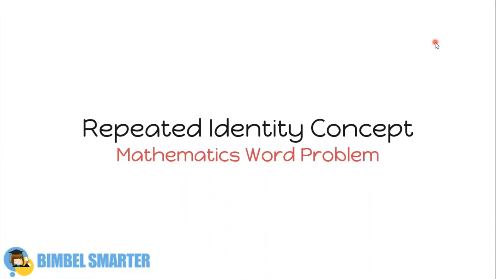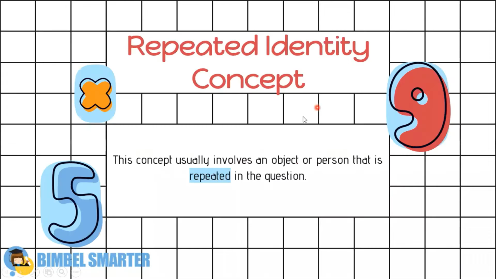Hello everyone! Today we are going to learn about the repeated identity concept. This is a mathematics word problem type. Well, what's the repeated identity concept? It is a concept which involves an object or person that is repeated in the question. So that will be our clue.